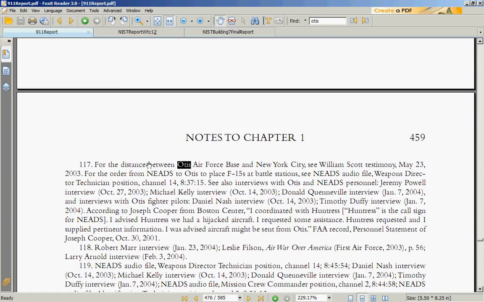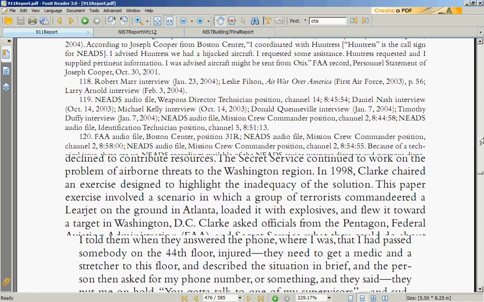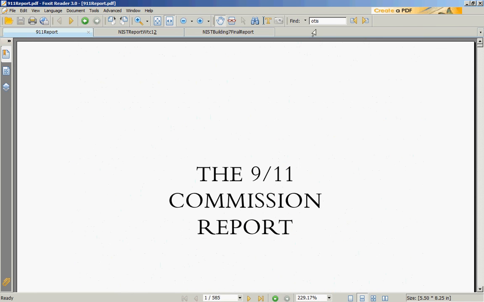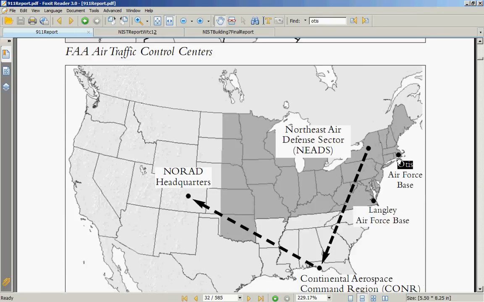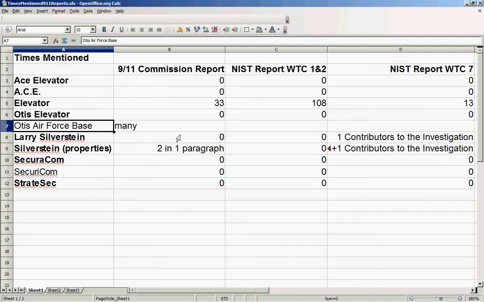The distance between Otis Air Force Base and New York City is mentioned, which seems to be close enough to send some interceptors on 9/11 to scramble the fighters and perhaps stop the plane from crashing into the second tower. Otis appears on this map. Okay, so we can put that on the chart, that it does occur many times. But it's not Otis Elevator.